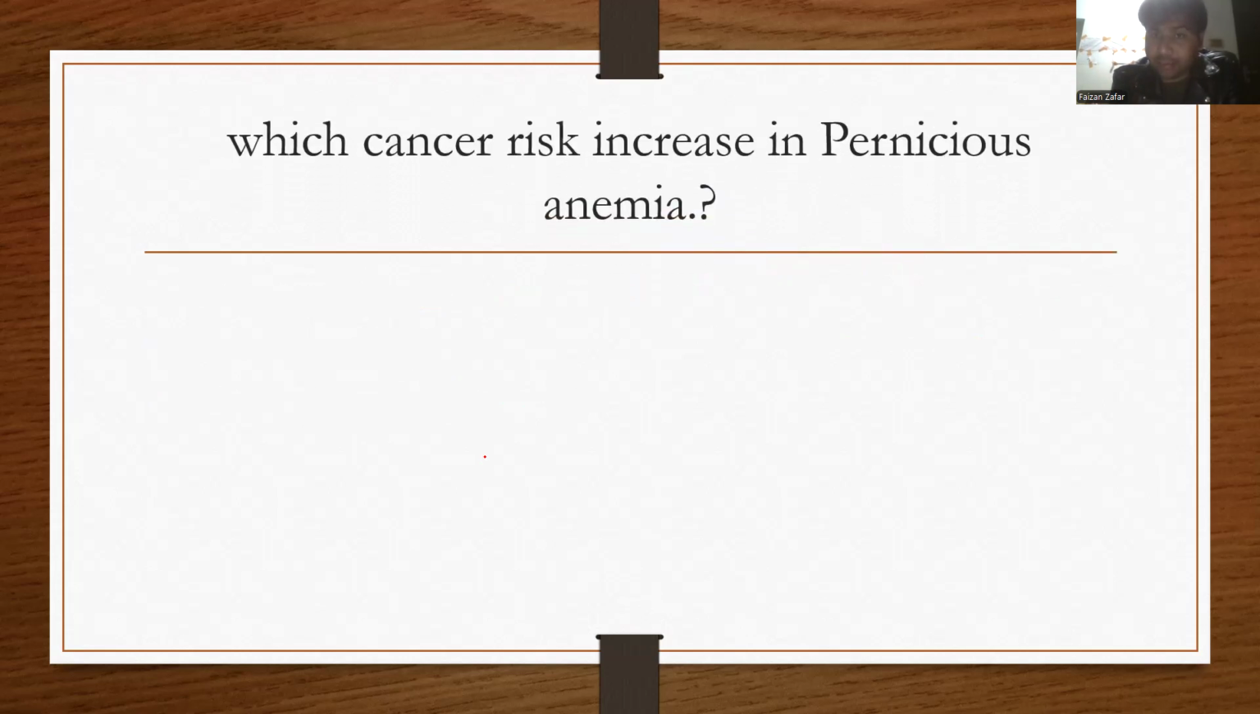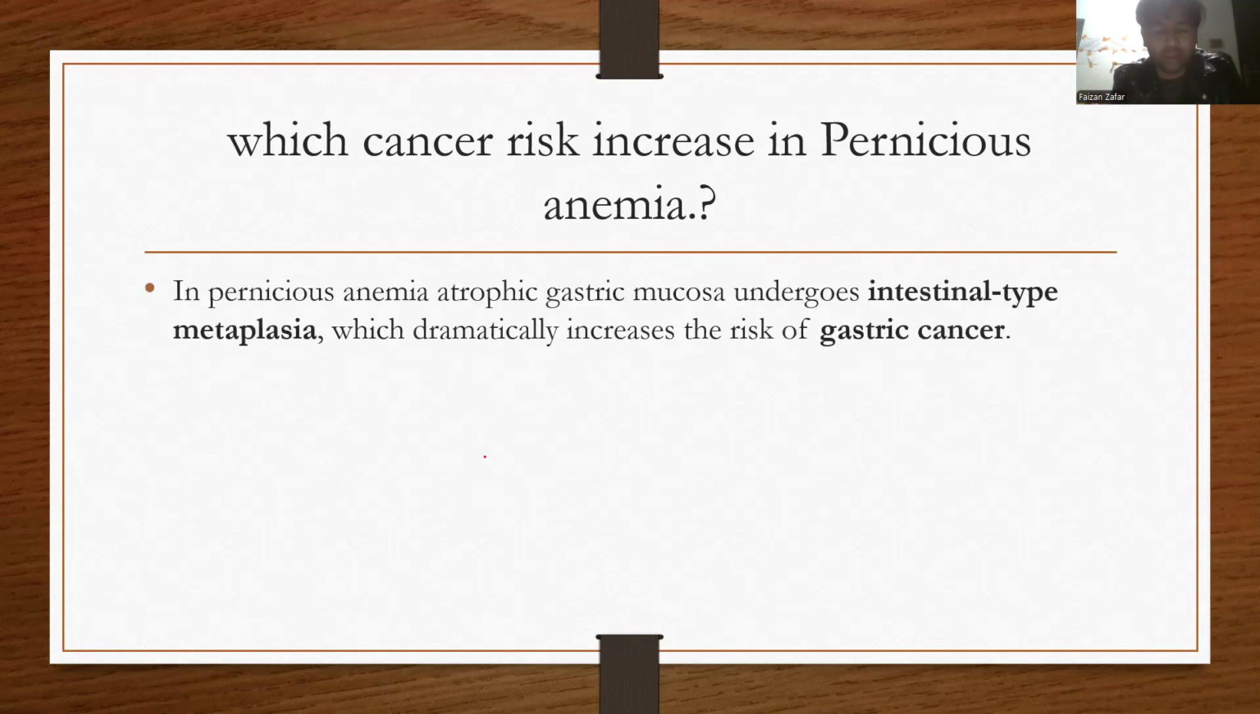Which cancer risk increases in pernicious anemia? How to remember which cancer? It's simple. Autoimmune antibodies are produced against parietal cells and intrinsic factor, which are present in the stomach. So the risk of gastric cancer is increased in pernicious anemia. In pernicious anemia, the atrophic gastric mucosa undergoes intestinal-type metaplasia, which dramatically increases the risk of gastric cancer, right?